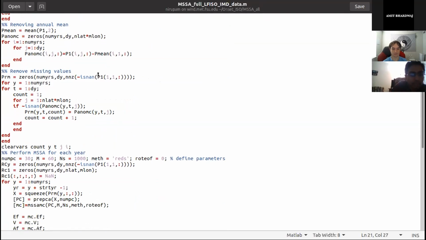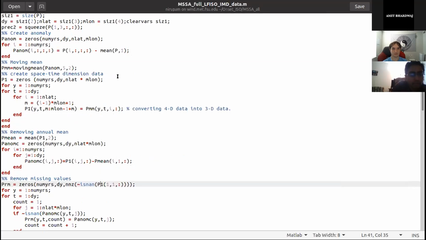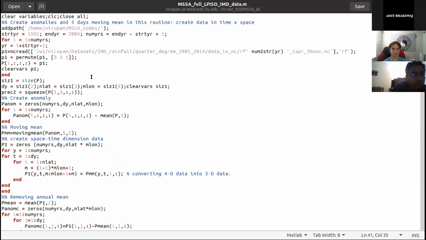This P1 I must have stored somewhere. Yeah, so this is P1. P1 is number of years, days.